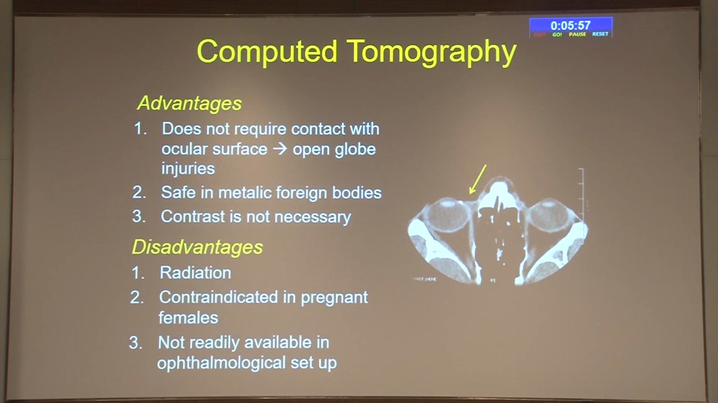Ultrasonography assesses radiolucent and radiopaque foreign bodies along with posterior segment abnormalities. Computed tomography also helps us in open globe injury, where there is no contact, and it is also safe in metallic foreign bodies, and no contrast is needed in these cases. However, the radiation exposure is the major disadvantage of this procedure.